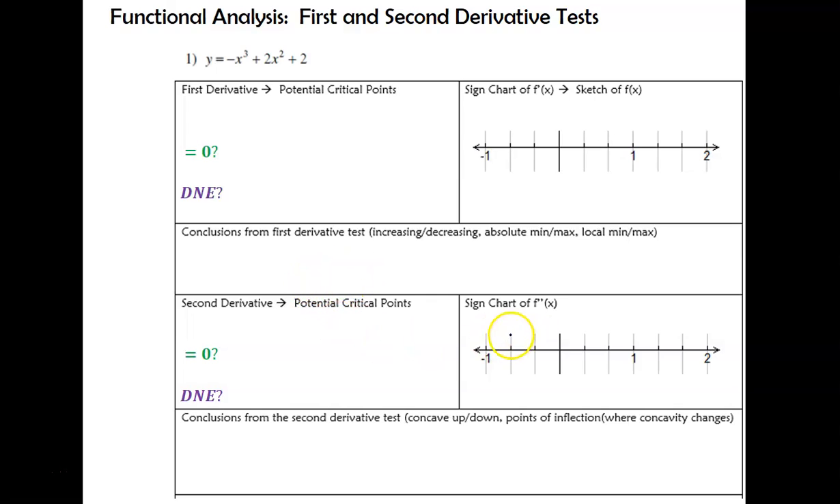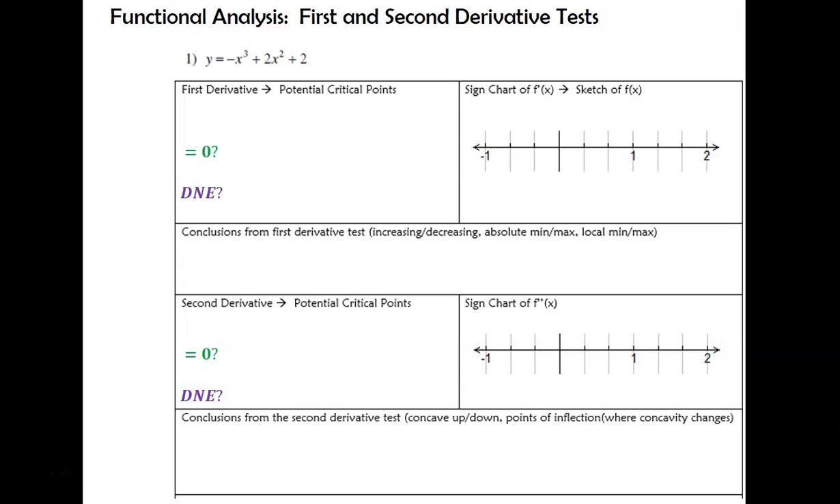We're going to do the same thing with the second derivative. Identify our potential critical points, make a sign chart, and from that, draw some conclusions about where we are concave up, where we are concave down, and where we have points of inflection. Okay, once we do that, we're going to take all that information and put it together on a graph.